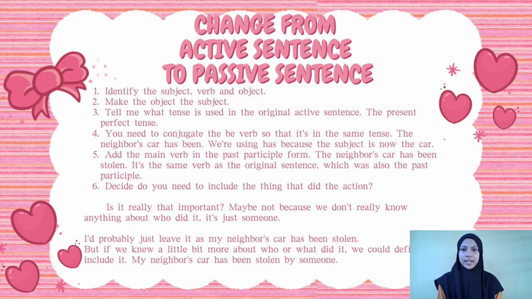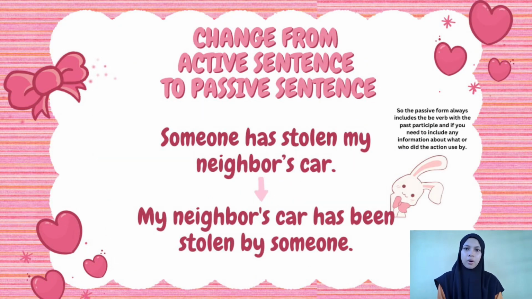Is it really that important? Maybe not, because we don't really know anything about who did it. It's just someone. I'd probably just leave it as my neighbor's car has been stolen. But if we knew a little bit more about who or what did it, we could definitely include it. My neighbor's car has been stolen by someone. So the passive form always includes the be word with the past participle, and if you need to include any information about what or who did the action, just add by.